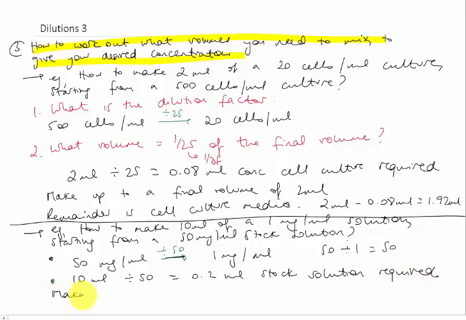Then you'd make up to 10 milliliters, and it would be roughly 10 mils minus 0.2 mils, which is 9.8 mils of water.